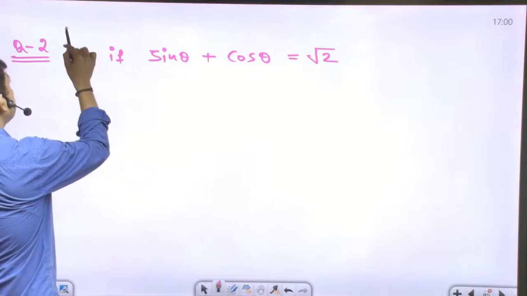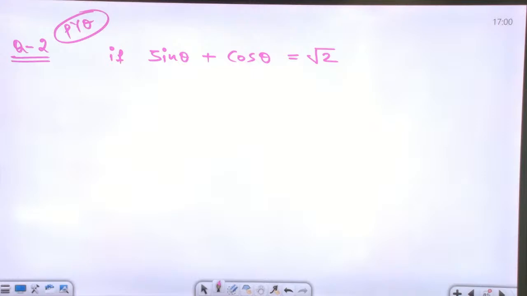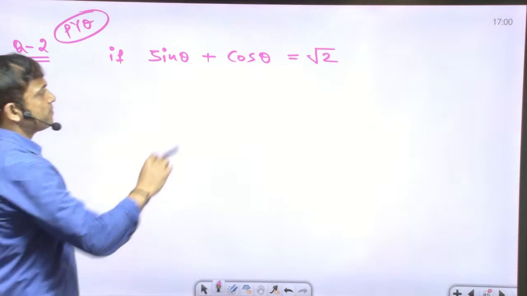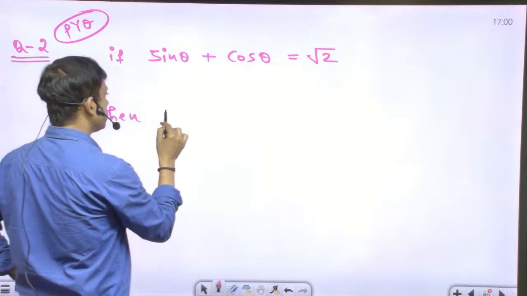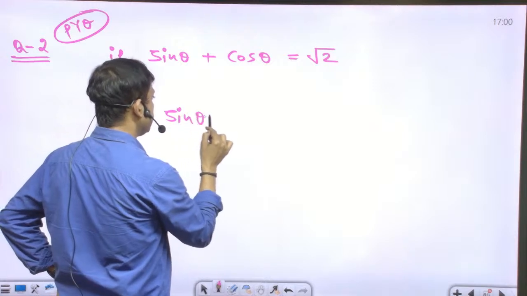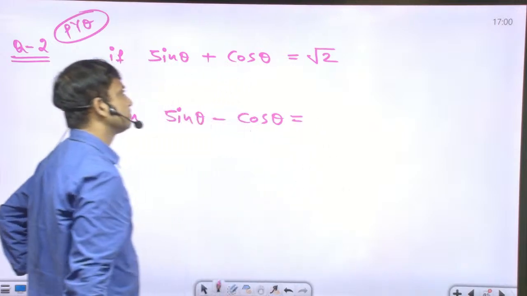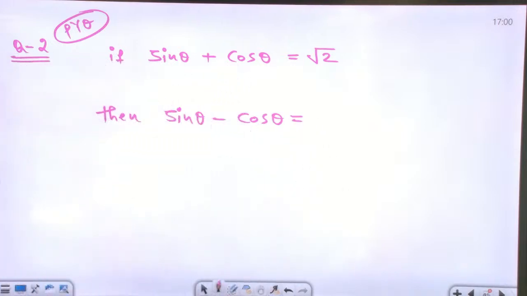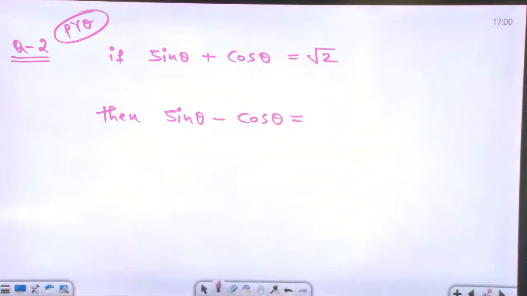This question is a PYQ, a previous year question in CPO, CDS and CGL, all exams. Sine theta plus cos theta is root 2. Then what will be the value of sine theta minus cos theta? Try to solve this question.